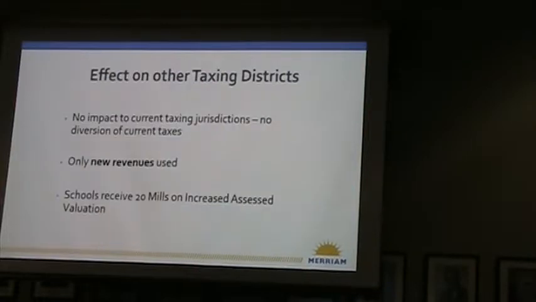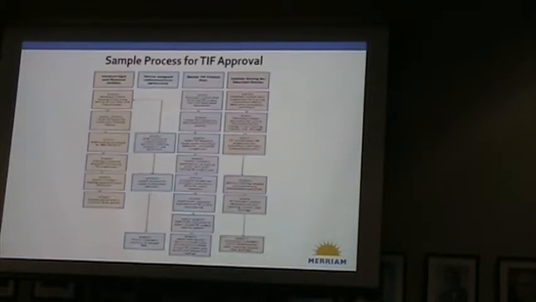for TIF. So, effect on other taxing districts: no impact on current taxing jurisdictions, no diversion of current taxes. Essentially what that means is what I just said. If nothing were to happen, this money would not have been available in the first place. So the money that the taxing jurisdictions are receiving the day before the establishment, they continue to receive. It's only new revenue that's used, and it does not take away from our schools, and the 20 mils on increased assessed valuation is still there.